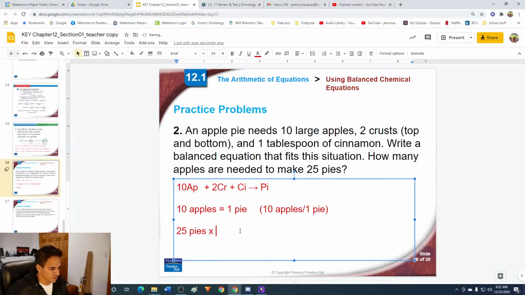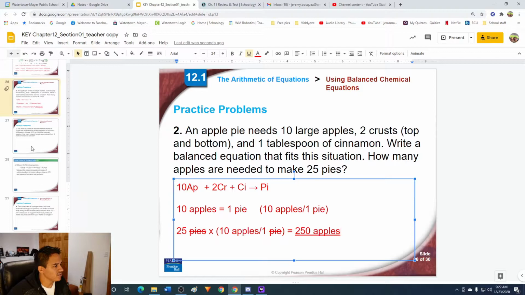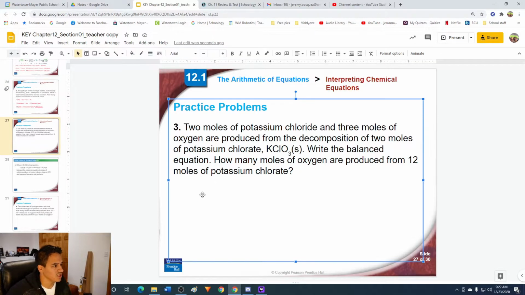And all we need to do then is, of course, set up our dimensional analysis to cancel out the unit of pies and get into the unit of apples. So 10 apples over 1 pie, like this. If we do that, our units of pies will cancel and we'll be in the unit of apples. And essentially all we're going to do is take 25 times 10. So 25 times 10, and we need 250 apples to make 25 pies. Okay, there you go. All right, moving on to number 3.